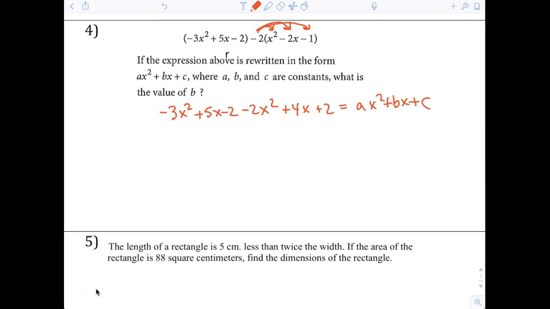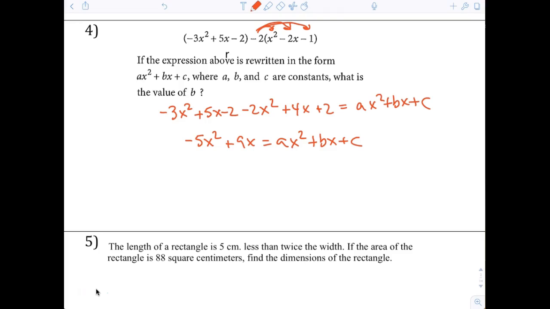Now I've got to do what to the terms? Simplify. That is correct. Thank you. Simplifying. And when I simplify, good job. That's it, right? And then equals ax squared plus bx plus c. C is just 0. Thank you. Very smart. C is 0 because it's the constant.